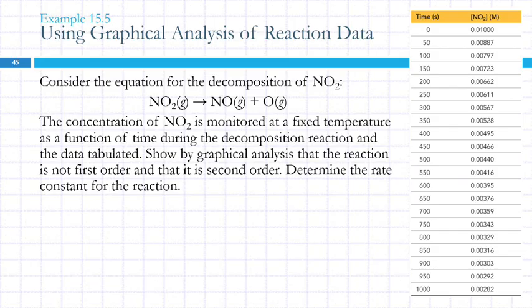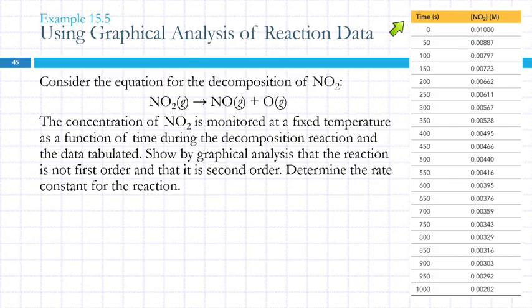So here we've got another decomposition reaction, decomposition of NO2, monitoring it at a fixed temperature. They're not telling us what the temperature is, but they throw that in there because it's important. If the temperature's changing, your rate constant's changing, the data doesn't tell you anything. So it's like the fine print on a contract. So they monitor the concentration as a function of time, tabulate the data, show by graphical analysis that the reaction is not first order and that it is second order, determine the rate constant.